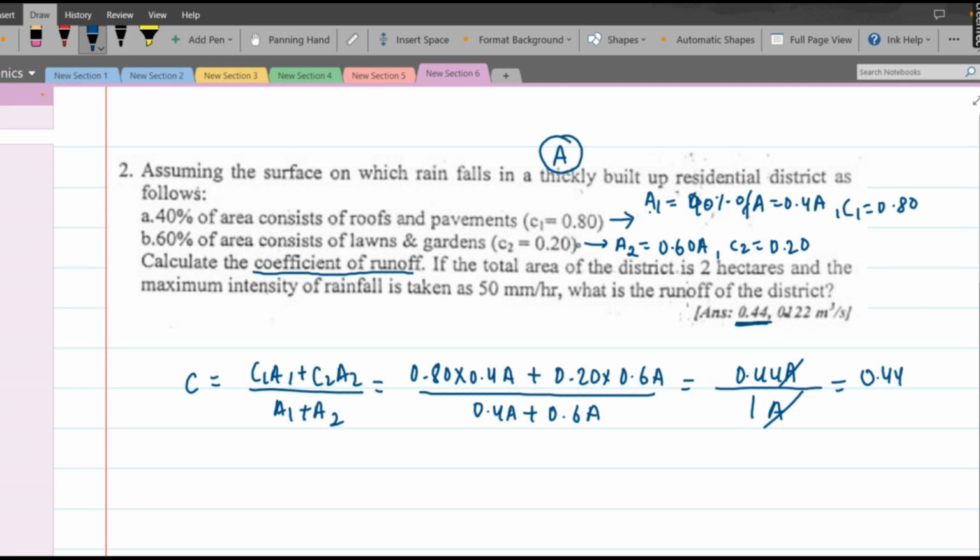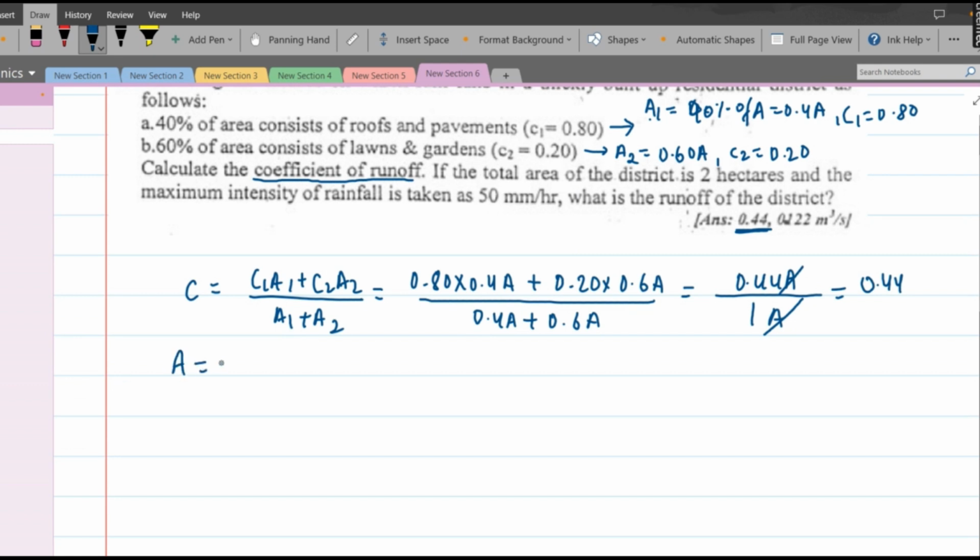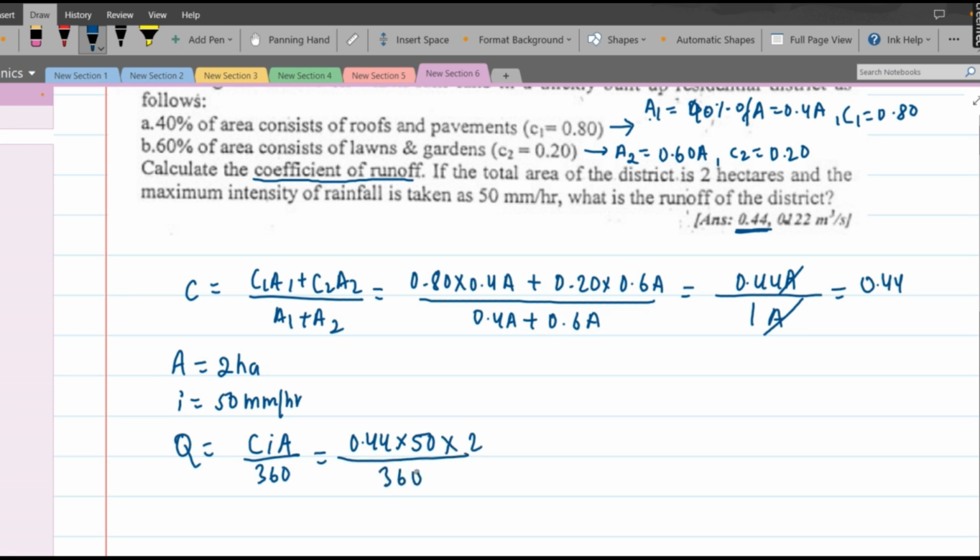And the total area of the district is given as 2 hectares. Now the maximum intensity of rainfall is taken as 50 mm per hour. So I is 50 mm per hour, right? Now we need to calculate the runoff of the district, so we need to calculate Q. Q is equal to CIA divided by 360, right? So C is 0.44 into I is 50 into A is 2, by 360. In order to apply this formula, you need to have I in millimeter per hour and A in hectare, right? These are the units for applying this particular formula.